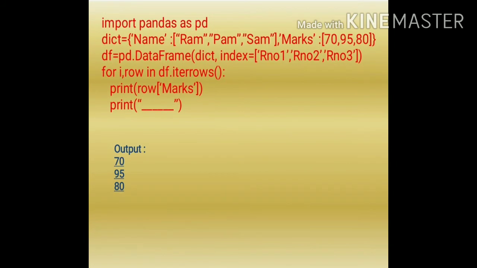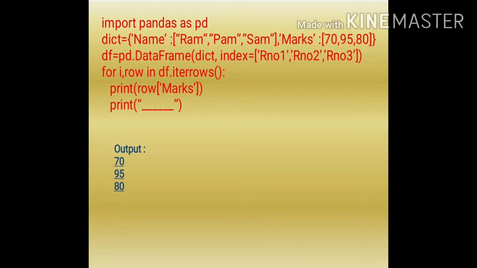Now see the next one. In this example, again we are creating a data frame as it is, as we have created in the previous examples. Now in this one, if you want to see the output, we will use the loop for i, row in df.iterrows(), row wise. Now which column do you want? So in the row, we will write the heading of the column. The heading of the column is marks.